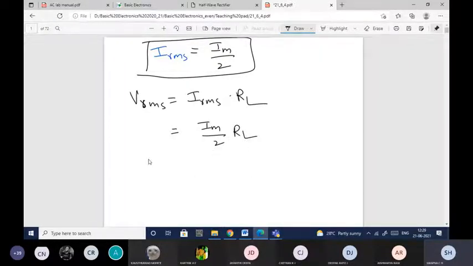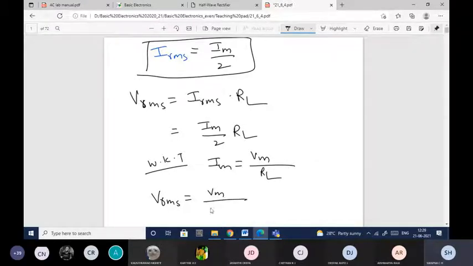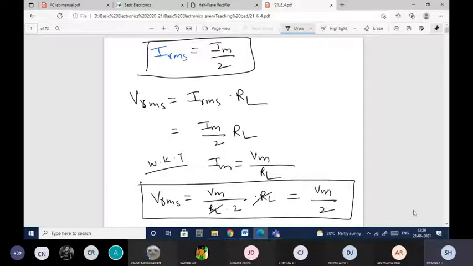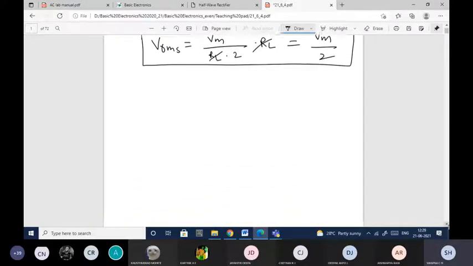Okay, but we know that Im is nothing but Vm by RL. So just substitute this in this equation. So VRMS is equal to, in place of Im I can substitute Vm by RL into 2, so into RL. So this RL and this RL will get cancelled. So you will have Vm by 2. This is your VRMS value. Okay, so I've got IRMS and I got VRMS.